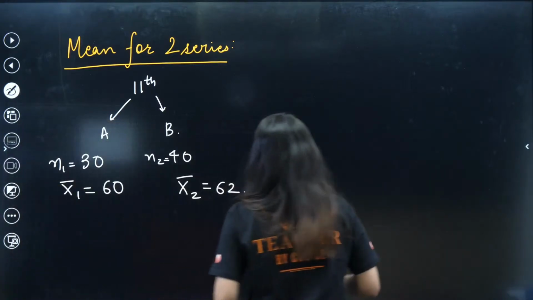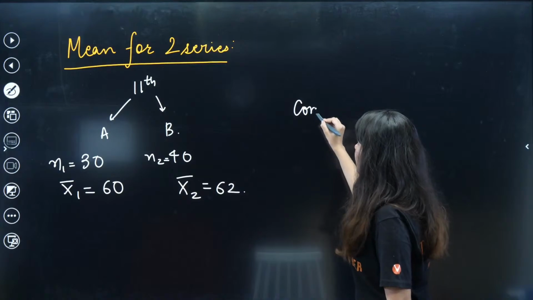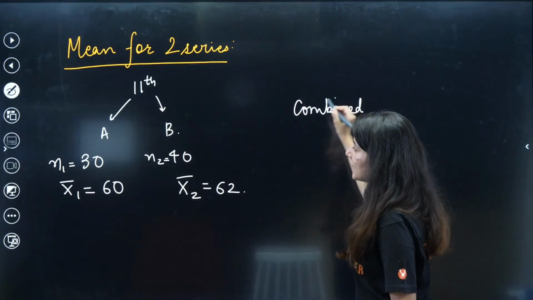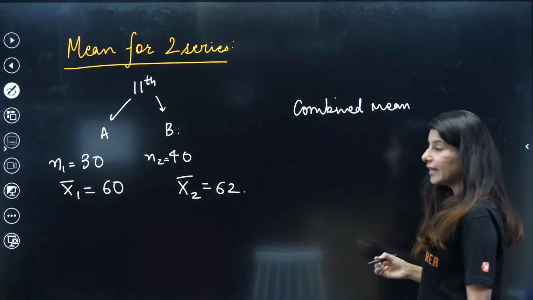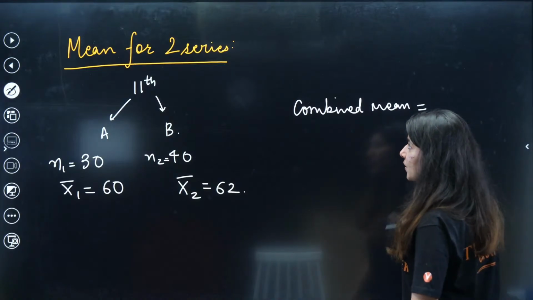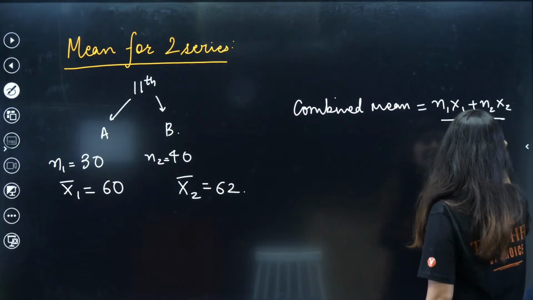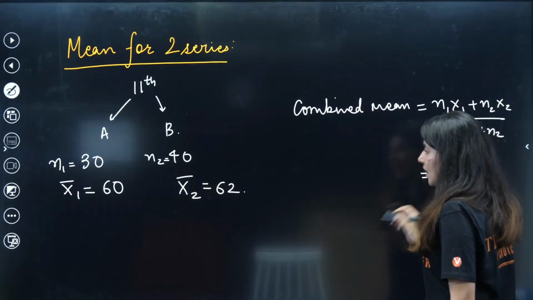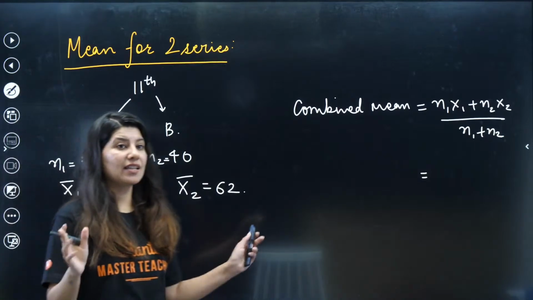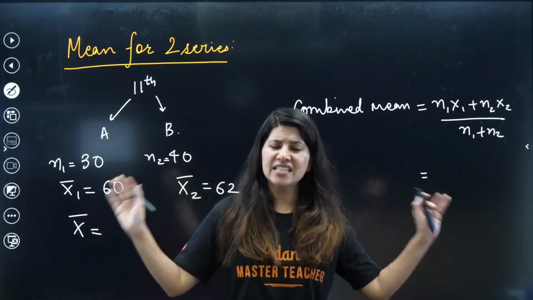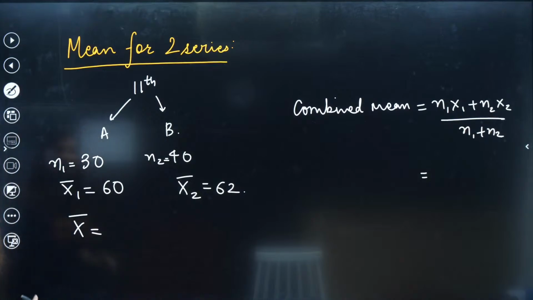What we need to do is calculate the combined mean. Combined mean of how many students? 70 students. For combined mean we have a formula, which is N1 x1 plus N2 x2 upon N1 plus N2, right? Now, section A and section B are not 2 different things, they will sit together, 70 students, 1 class. Combined mean will be given by what?